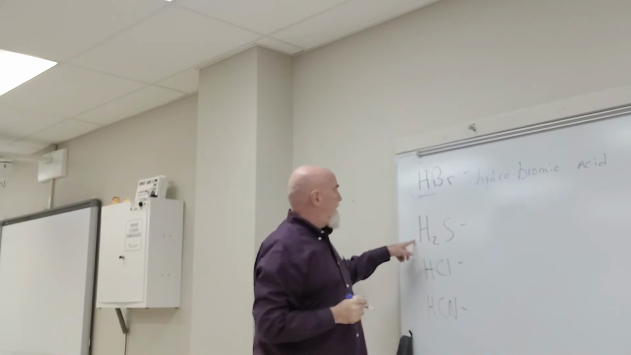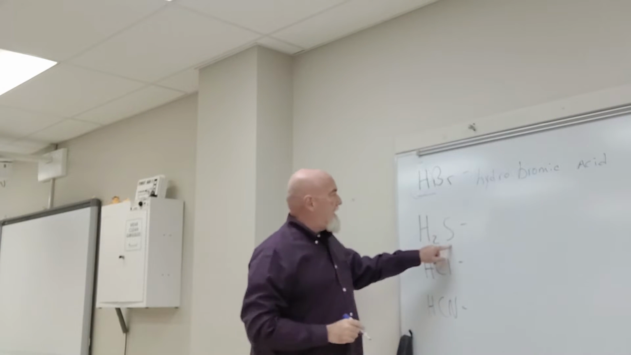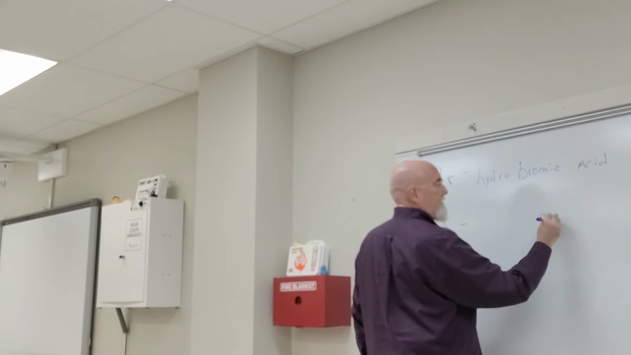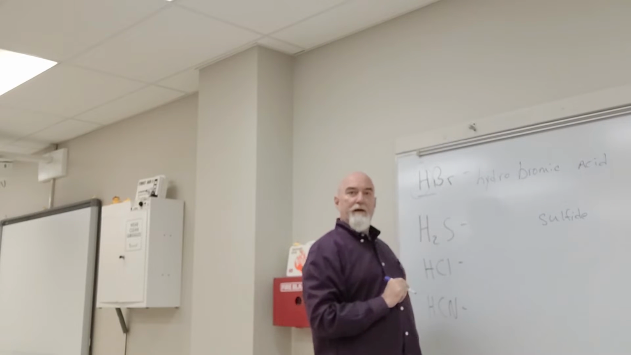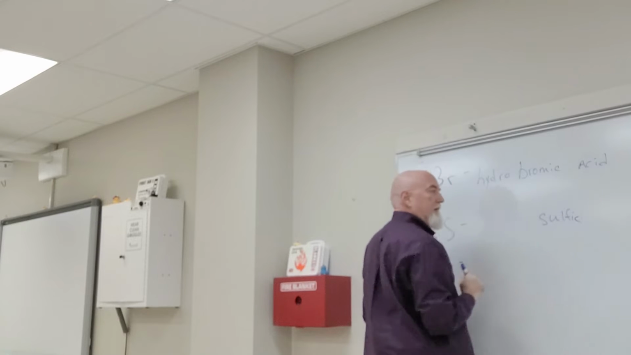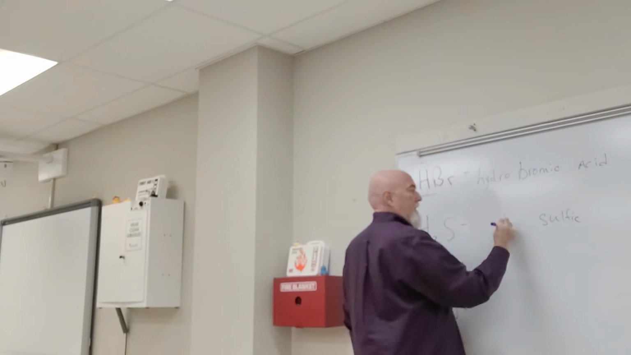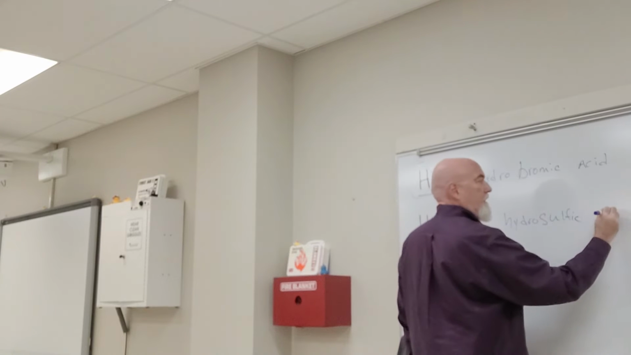Like, look at this one here. It starts with hydrogen. Hey, it's an acid. What is this anion? That is sulfide. You can see that on your table of anions. So all that happens, it doesn't end in IDE anymore. That becomes ic, and it starts with hydro. Hydrosulfic acid.